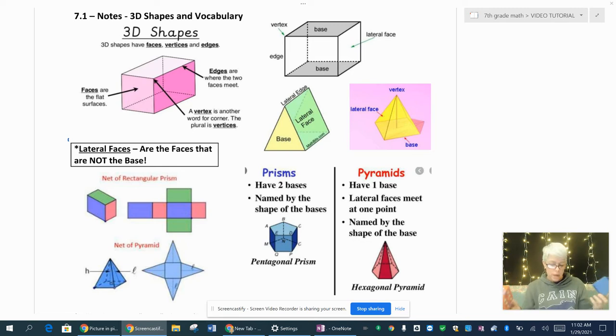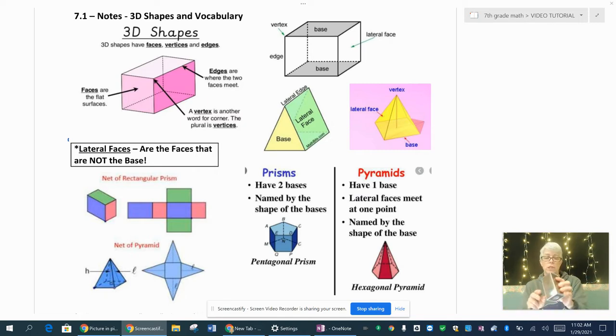Now, if you look down at your notes, there's a picture of a rectangular prism, which, let me see if I have it. Here we go. Here's a rectangular prism. And with the rectangular prism we're going to look at all the different parts of this. There's what's called faces, bases, edges, and vertices. Let's talk about vertices first. A vertex is a corner.